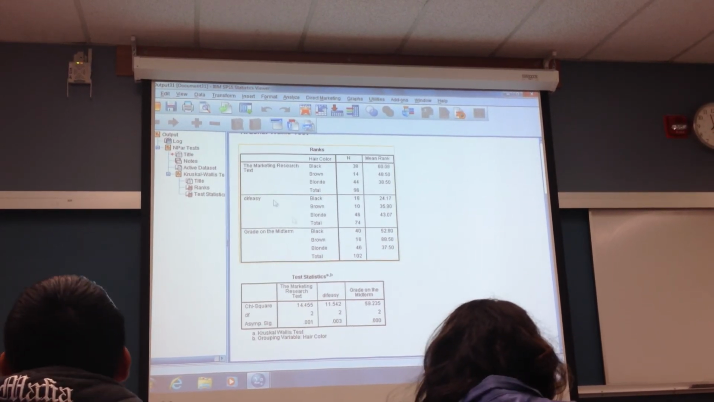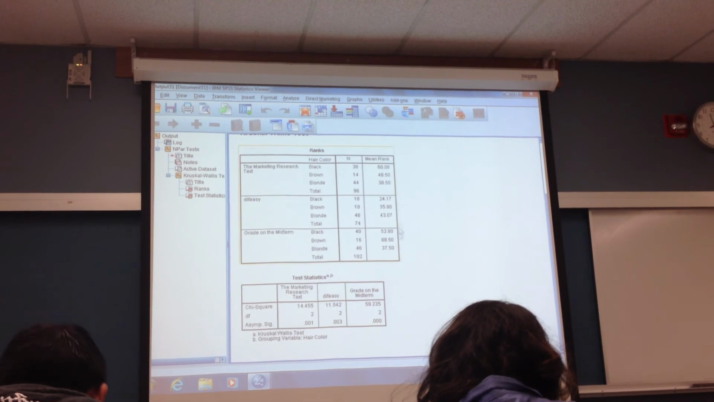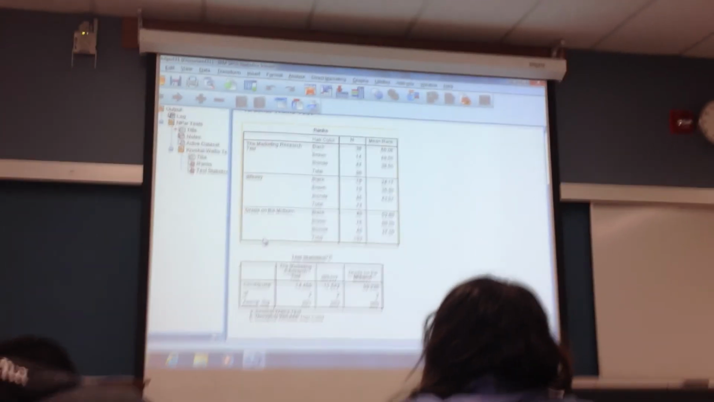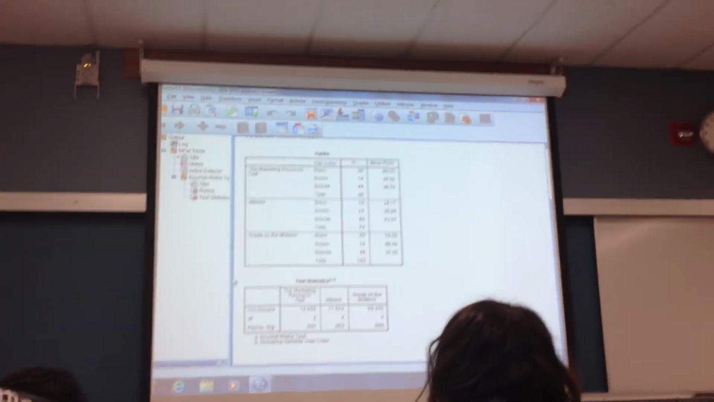Okay, make sure you know how to interpret these, because not only will you need it for your project, but you'll also need it for your final exam. You'll get output like this and have to interpret it.